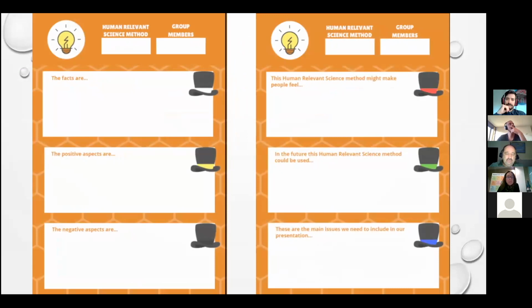One of the tools we gave to our students was this. These are the 6 thinking hats. So once they got the information, they analyzed the information following this procedure. What are the facts? What are the positive aspects? What are the negative aspects?